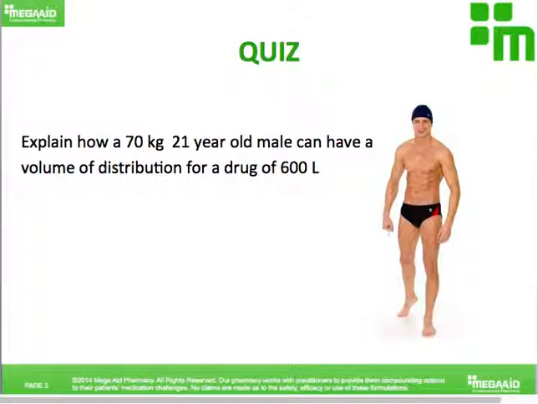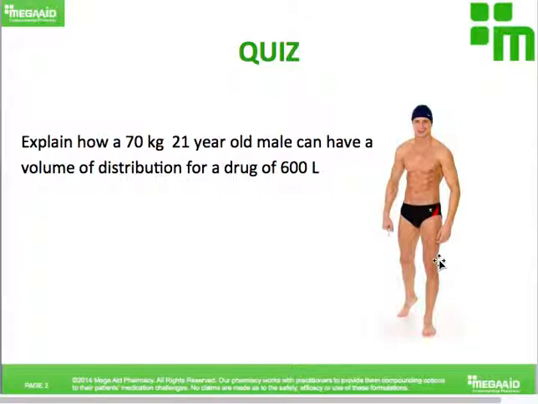Explain how a 70 kilogram 21-year-old male, and this is our stereotypical 70 kilogram 21-year-old male, can have a volume of distribution for a drug of 600 liters. Well, we already talked about that, so you probably already know the answer to this question.